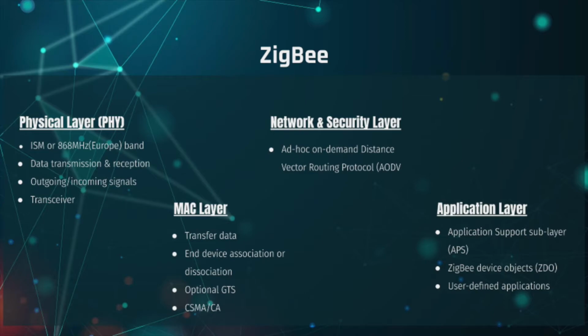The network and security layer uses ad hoc on-demand distance vector routing protocol, or AODV, which is a reactive protocol, meaning the routes are created only when they are needed. It uses traditional routing tables, one entry per destination, and sequence numbers to determine whether routing information is up to date and to prevent routing loops.